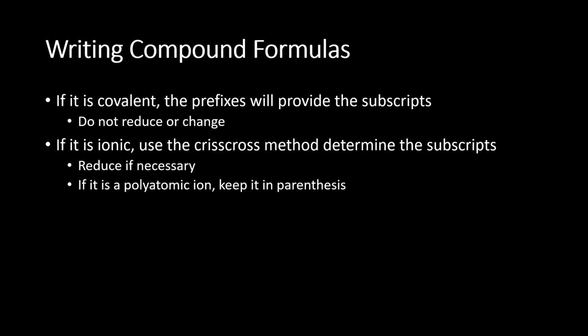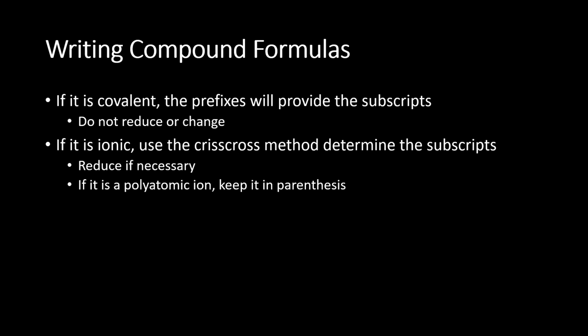So then when it comes to writing the formulas, for covalent compounds, it's very easy because of the prefixes. The prefixes tell you exactly what the subscripts are going to be. We do not make any changes to those subscripts. Even if it can be reduced, we do not reduce it because the different covalent compounds are going to have different properties. On ionic, we have to use what's called the crisscross method.